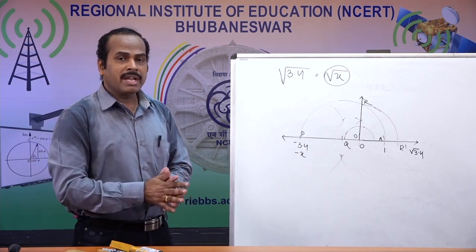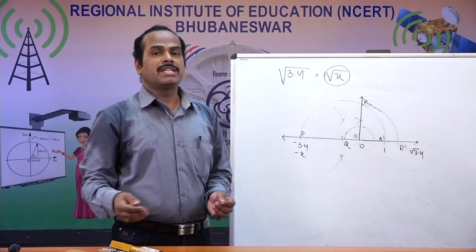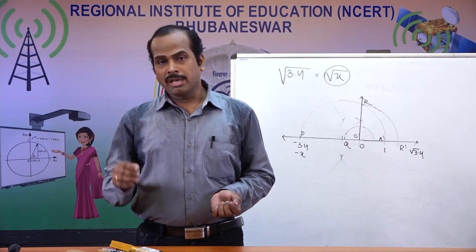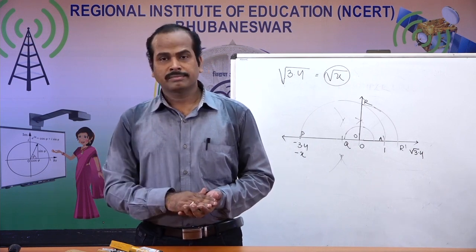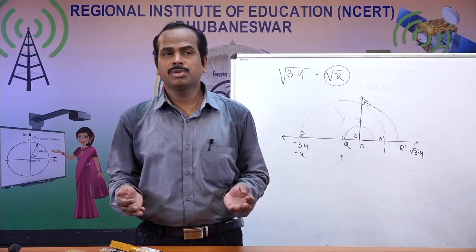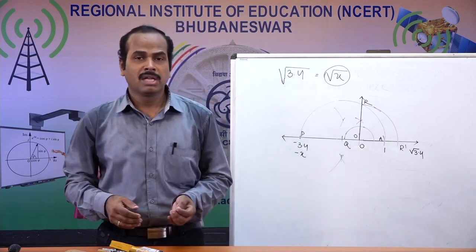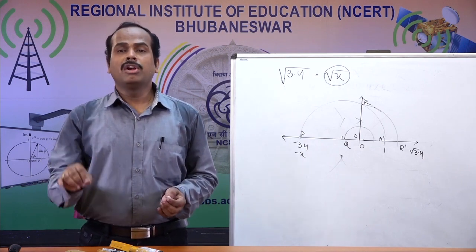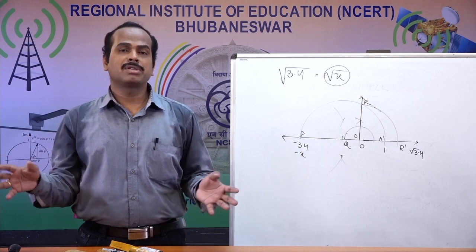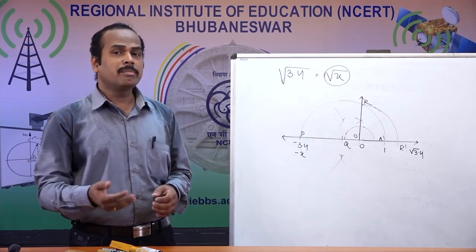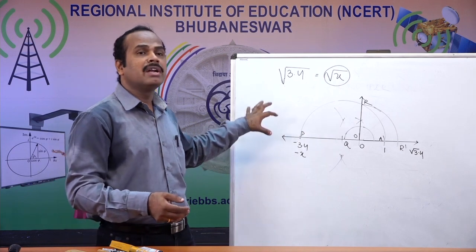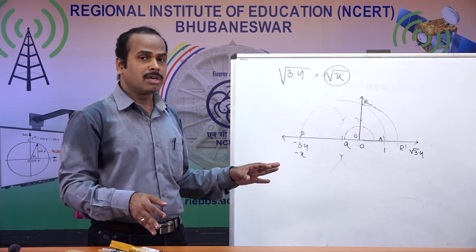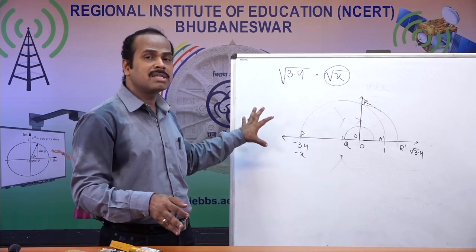So what we learned today is how to represent irrational numbers on the number line. We learned about representing root 2 and root 3 on the number line using the Pythagoras theorem. Then we learned about the successive magnification method to represent non-terminating, non-recurring decimal numbers on the number line. Then we used another method to present irrational numbers of decimal numbers on the number line. These are the things we learned today.